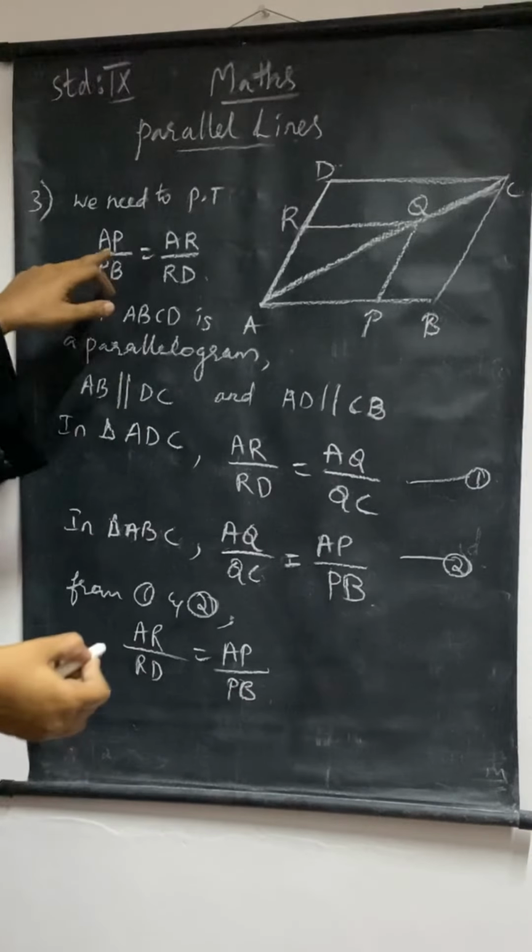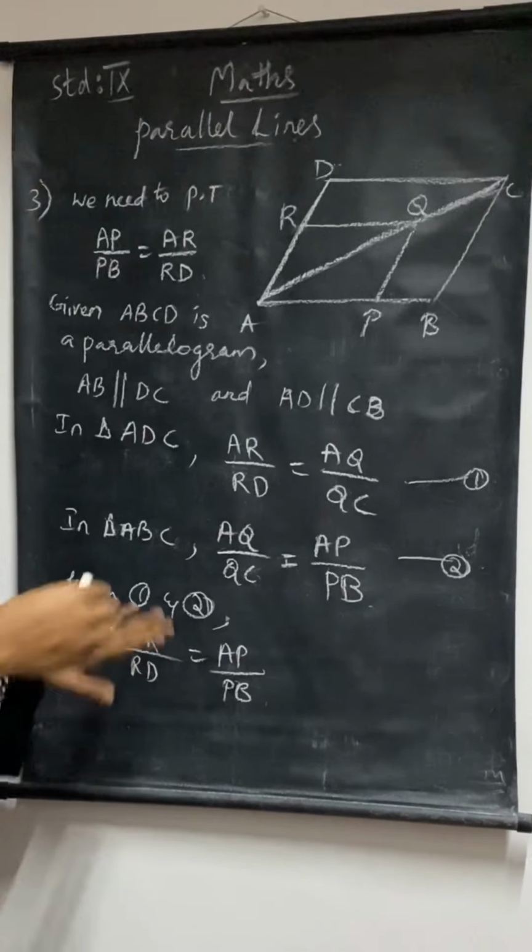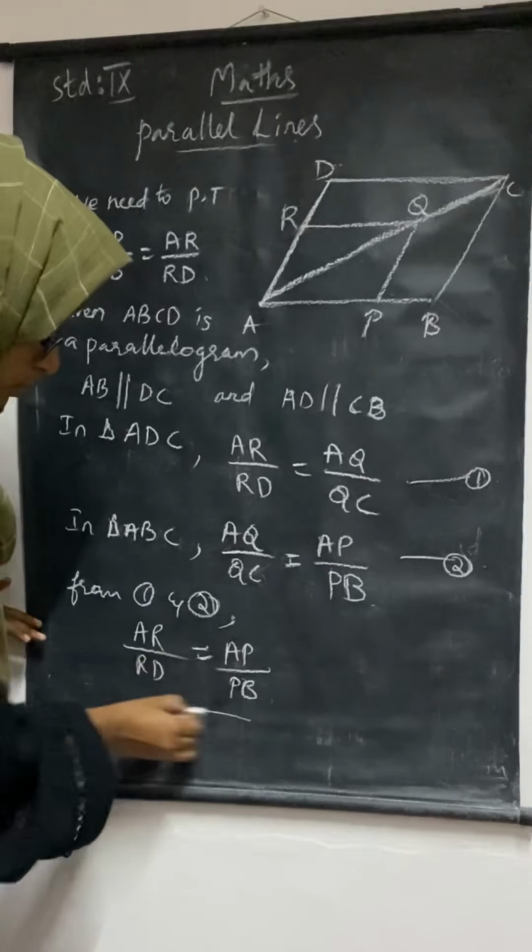But in the question, they have said AP by PB is equal to AR by RD. The same, AP by PB is equal to AR by RD. You can just change the places. So this is the proof.